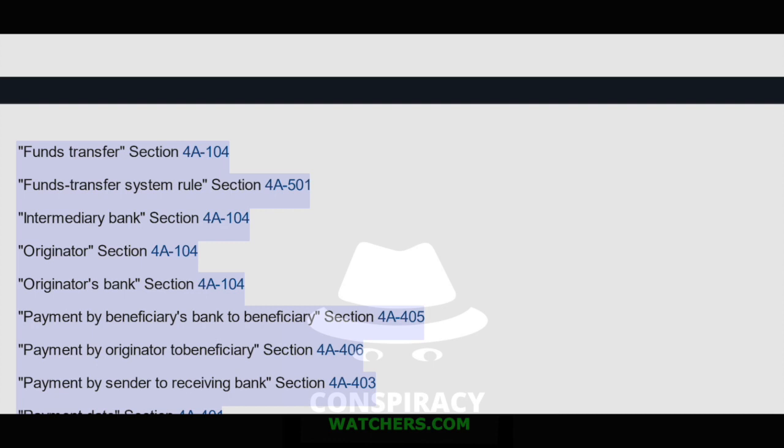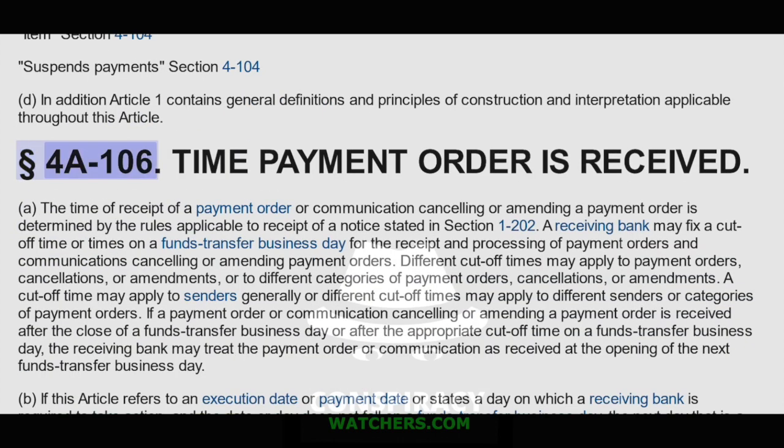The following definitions in Article 4 apply to this article: Clearinghouse, Section 4-104. Items, Section 4-104. Suspends payments, Section 4-104. In addition, Article 1 contains general definitions and principles of construction and interpretation applicable throughout this article. Section 4A-106. Time payment order is received.